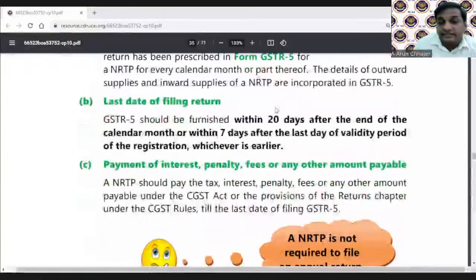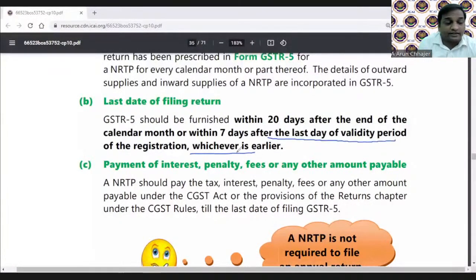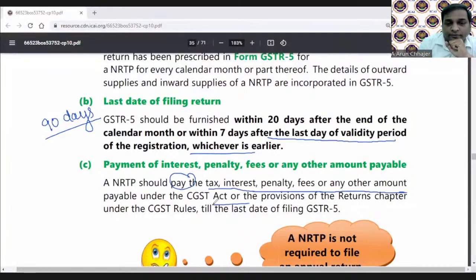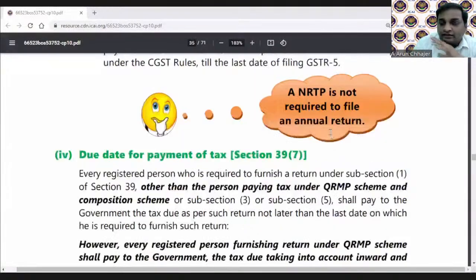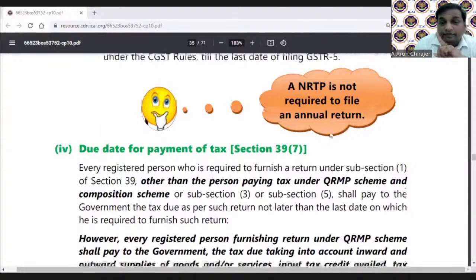Last date: 20th day after the end of the calendar month. So for every month they have to file by the 20th, or within 7 days of the last day of the validity period, whichever is earlier. I hope you remember the validity is a maximum of 90 days. Further, they can apply for an extension of the 90 days. They can also choose a shorter period. They should pay the tax, interest, penalty, or any other amount payable till the last date of filing the GSTR 5. The annual return is not applicable to NRTP.